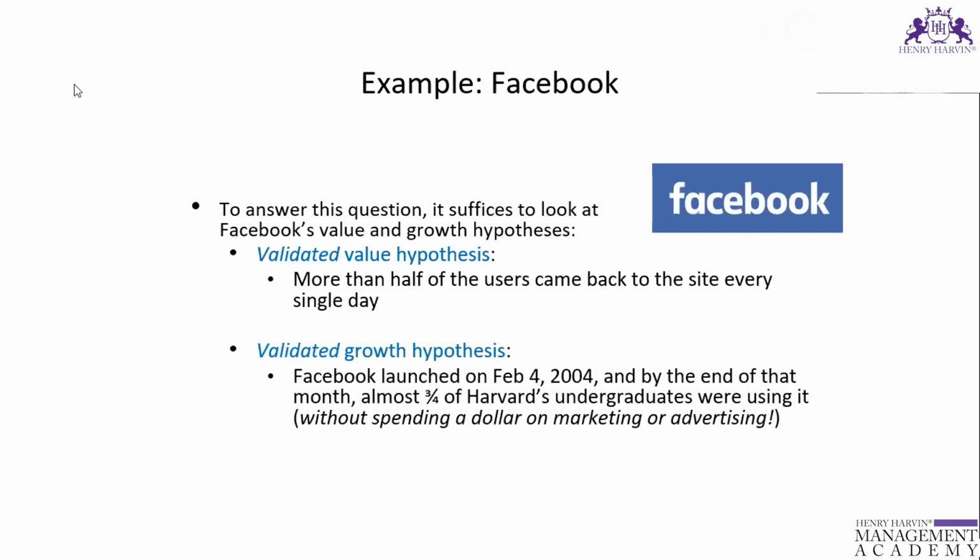For the growth hypothesis, they ran a test and understood that almost three quarters of the Harvard undergraduates were using it after the launch. This was done without any spend on marketing or advertisements. So the growth hypothesis was also validated. On the net promoter score, a lot of people were referring Facebook. Based on these two, the venture capitalists were convinced, and they finally had a great initial VC round. Now Facebook itself has become a VC nowadays.